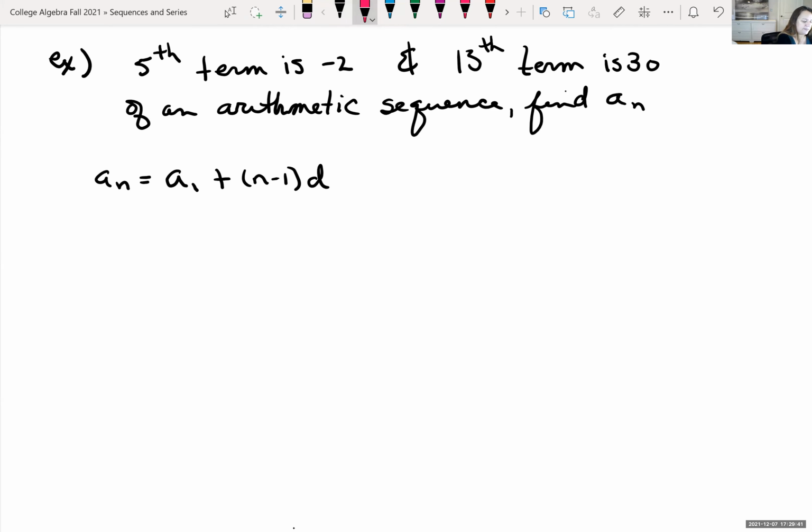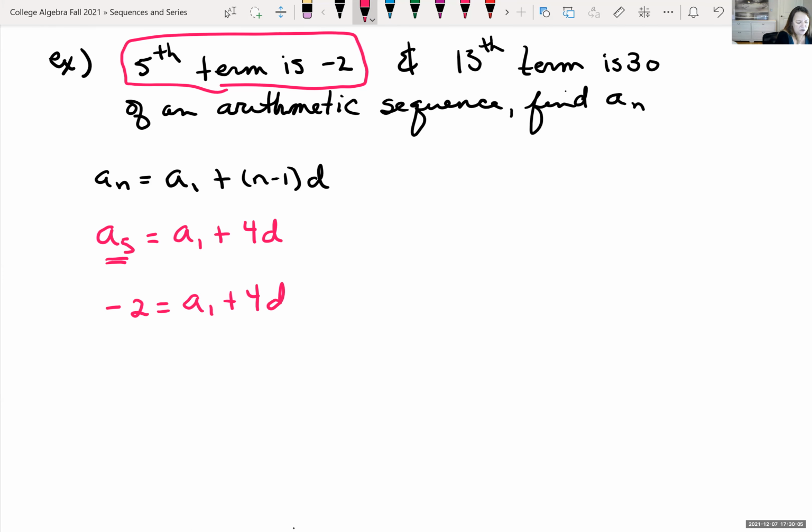So if we are looking at the fifth term, then we know that a sub 5 is equal to the first term plus 5 minus 1, so that's going to be 4d. But we know what that fifth term is. It told us it was negative 2. So our equation is negative 2 is equal to a sub 1 plus 4d. So here's one equation in our sequence.